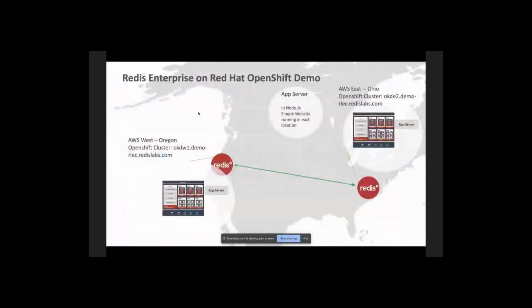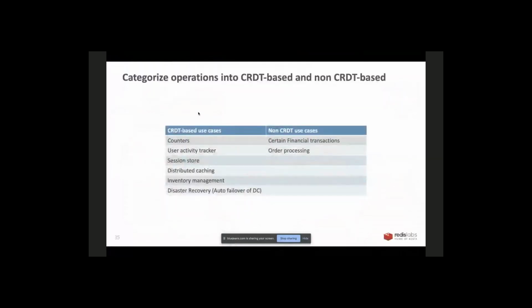And to quickly finish this off, some of the use cases that you want to think about are counters, user activity tracker, session store, distributed caching. You're talking about inventory management, disaster recovery. But please note that CRDB may not be applicable to all use cases. There are some edge financial use cases where you may still need strong consistency. If there are specific financial transactions where you're debiting money or crediting money, they may require strong consistency across data centers. So CRDB or CRDTs may not be the right fit. And the same thing with order processing.